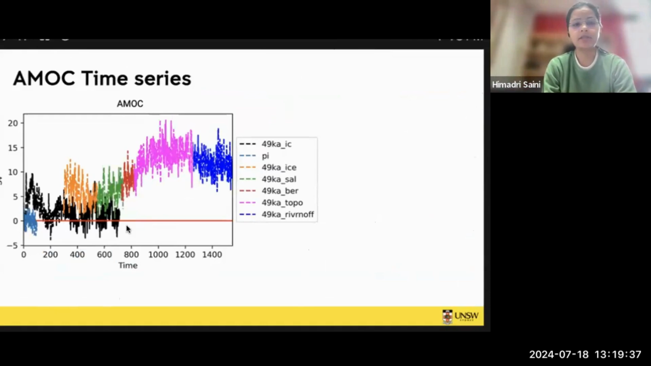So the AMOC time series also varied by quite a bit. And I would also like to point out that we have quite a bit of very strong AMOC in this 49K simulation. I'm not sure why, I think this model has a very strong AMOC at a glacial climate.